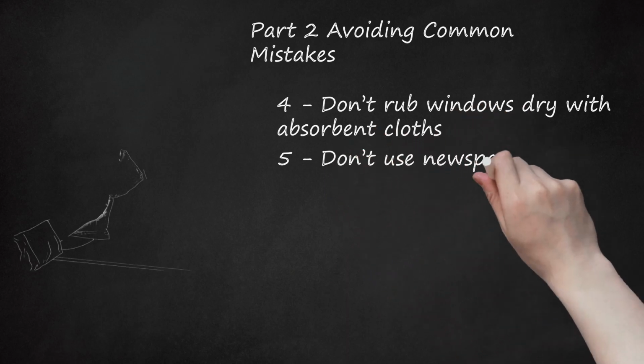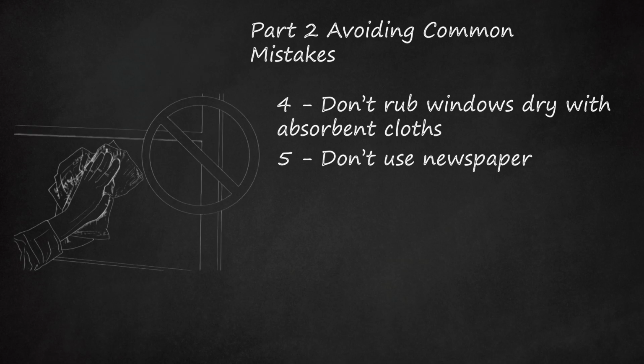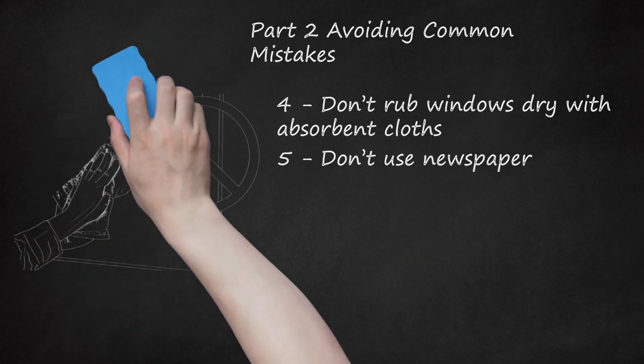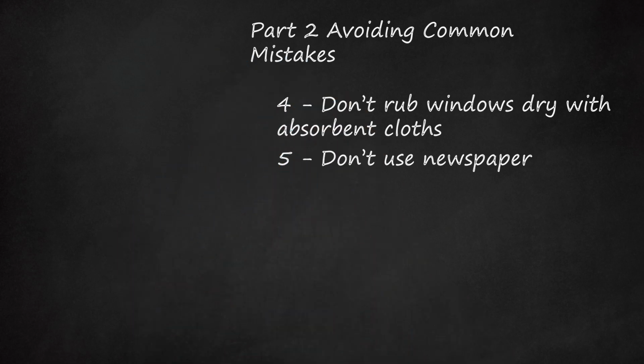5. Don't use newspaper. Many people swear by newspaper for cleaning and drying windows, but this method is problematic and is likely to leave streaks for 2 reasons. First, the newspaper moves dirt, moisture, and cleaning solution around just like an absorbent cloth would. Second, the ink from the newspaper is liable to run and leave dark streaks all over the glass.